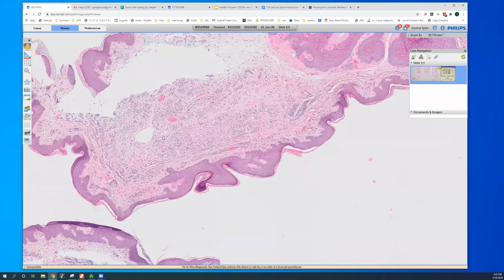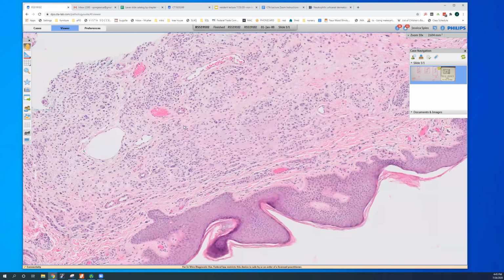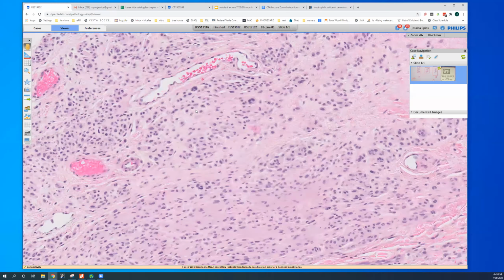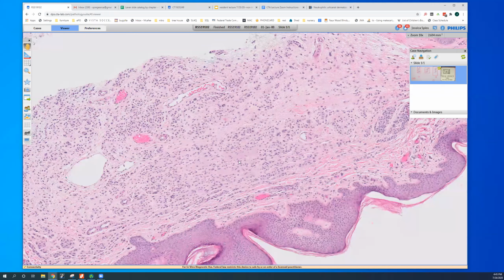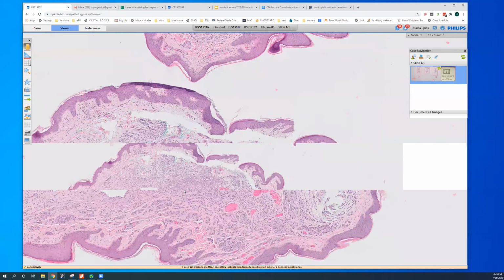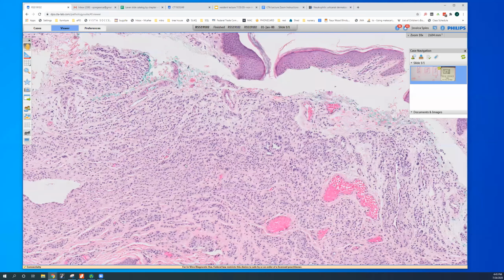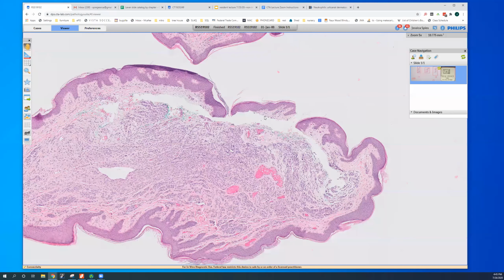And then down here in the dermis, what do we have? Yes, nevus, exactly. Very nice. So a twofer, that's what we say. Okay, let's go to the next one.